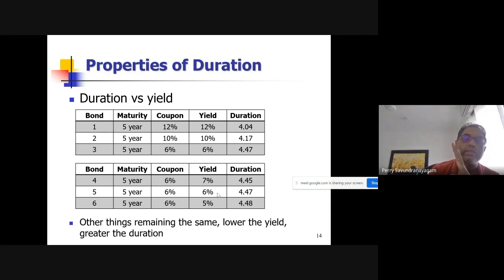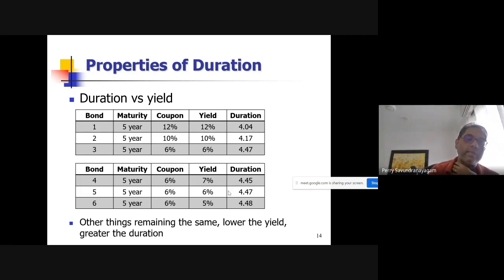So just imagine this situation: you want to buy a 5-year bond, the coupon is 6%. You can't buy that bond now, because if you buy it at a 6% yield, your duration will be 4.47. That doesn't work for you because you want to keep your duration at 4.45 or less. You wait for the yield to pick up to 7% and then you buy the same bond. Its duration is now 4.45 because the yield has gone up. That's why you need to know it.